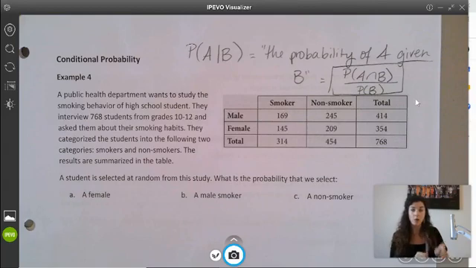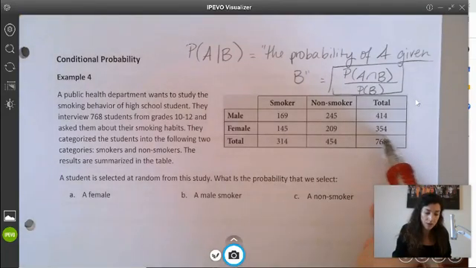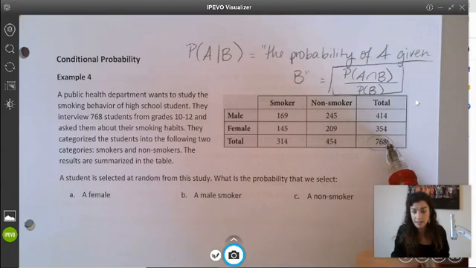This is our relative frequency, right? Our relative probability. We've been given information and we're now making predictions based off of this data that we have gathered. A student is selected. We want to know the probability that we select a female. So we have the total, the total amount of students that were asked and studied.